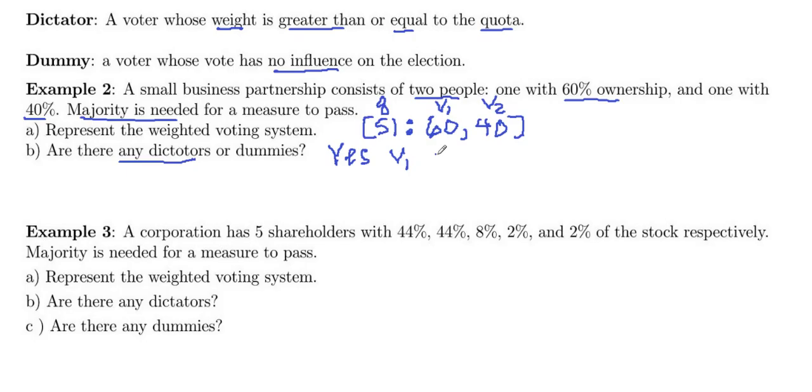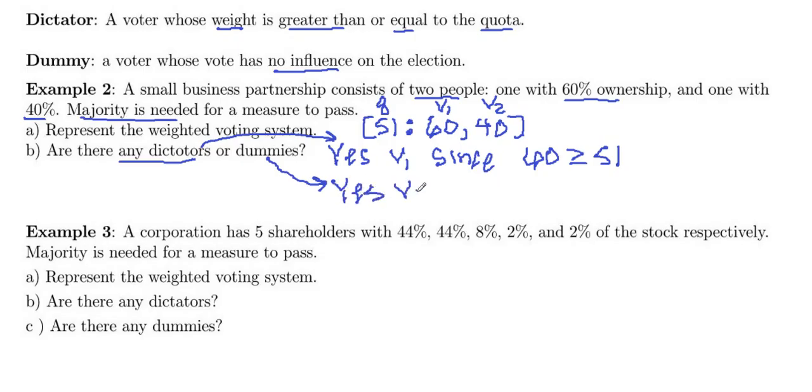Voter 1, since 60 is greater than or equal to 51. So that's dictators. Are there any dummies? Yeah, voter 2 is a dummy. So yes, voter 2, since it doesn't matter what they do, everything is determined by voter 1. Since voter 1 determines the outcome, it doesn't matter what voter 2 does, because voter 1 is a dictator.